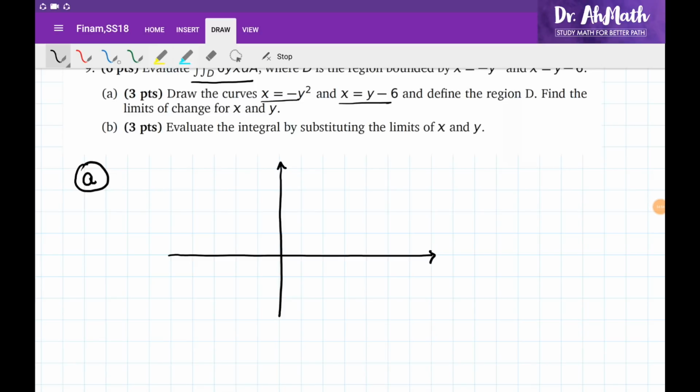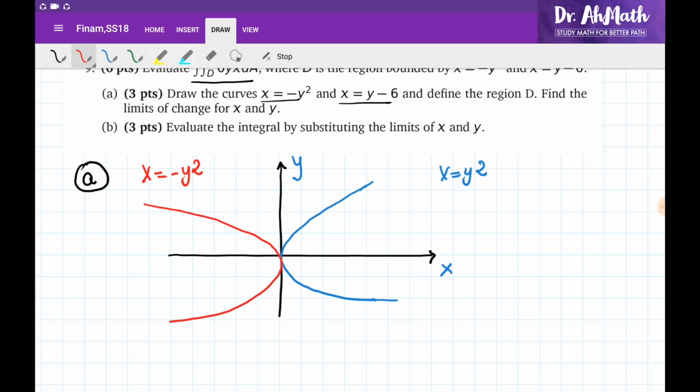I would assume that you know how x equal to y square looks like. This is going to be a parabola on the x-axis, where all the points are going to have positive x values, right? And when we have the curve x equal to minus y square, it's going to be this parabola, which is reflected over the y-axis. So all the x components of the points along this parabola are going to be negative.